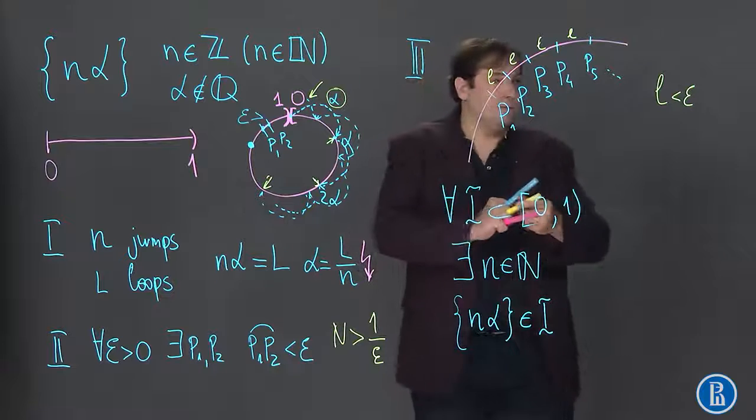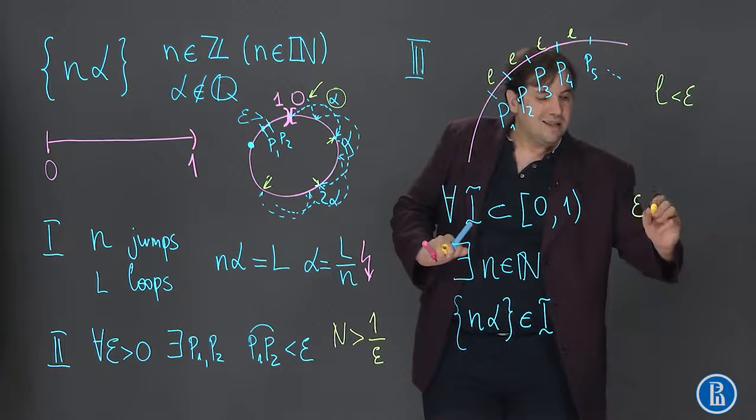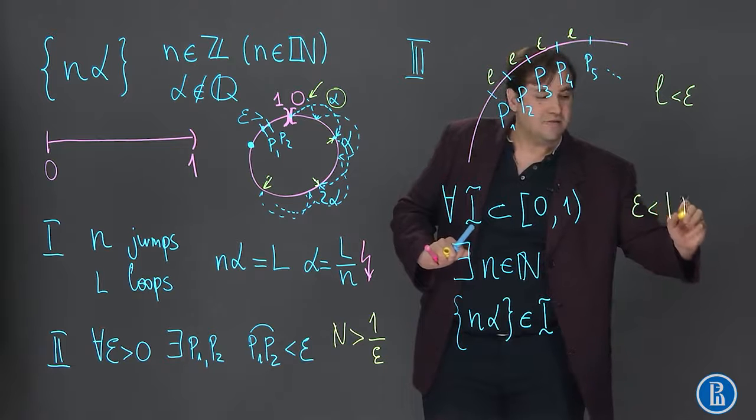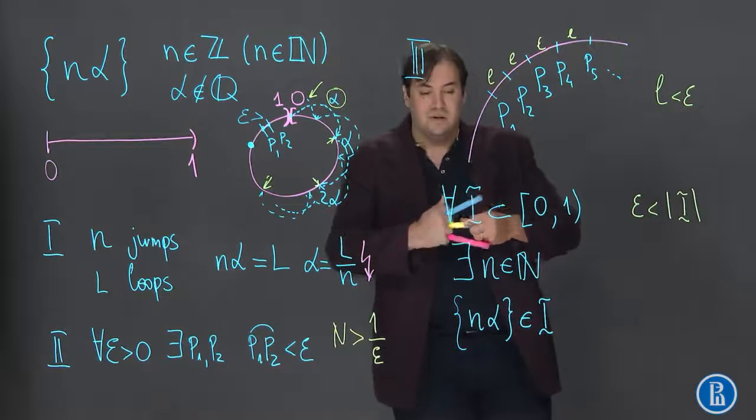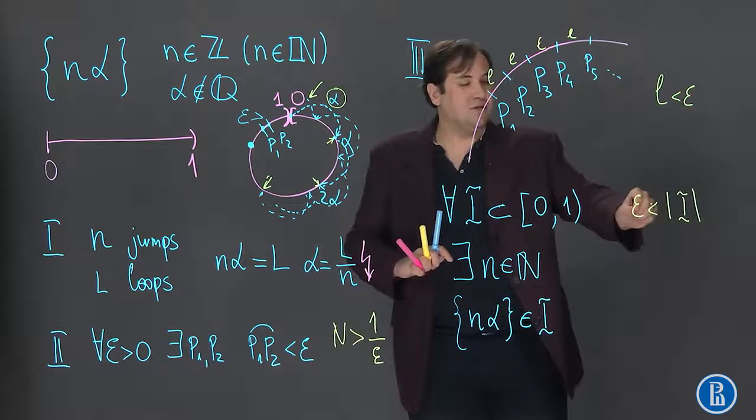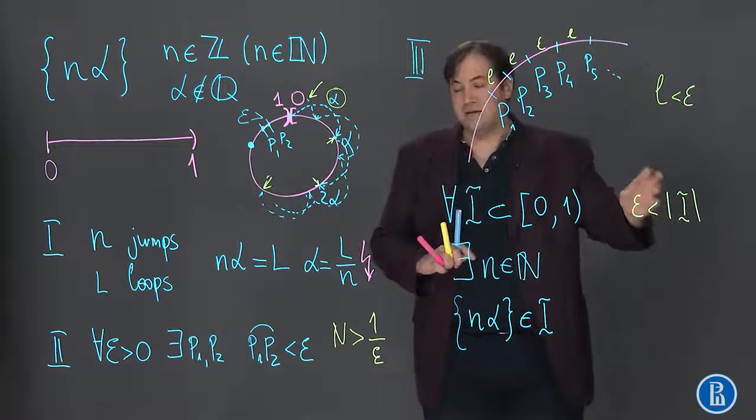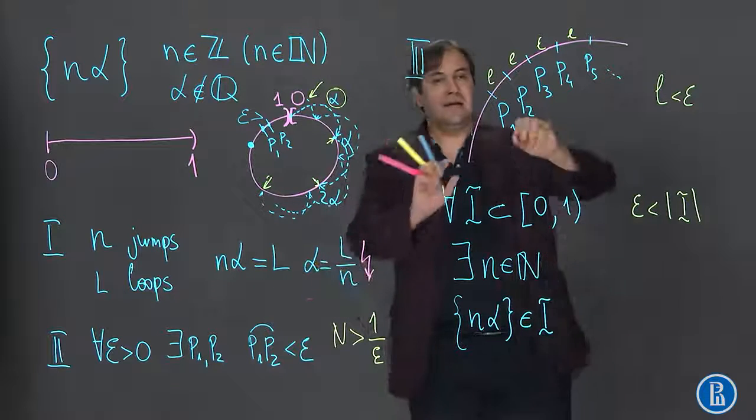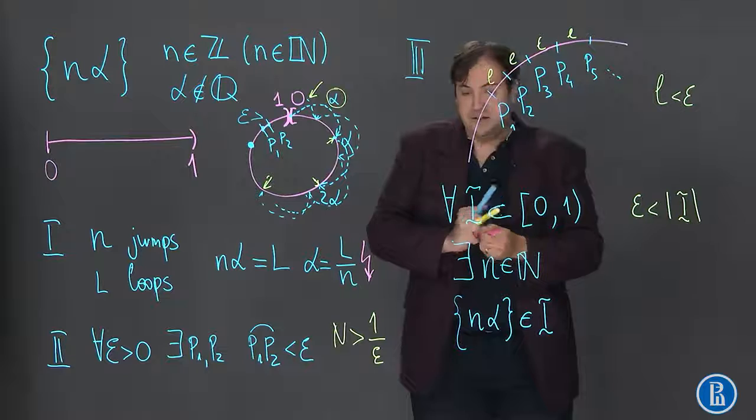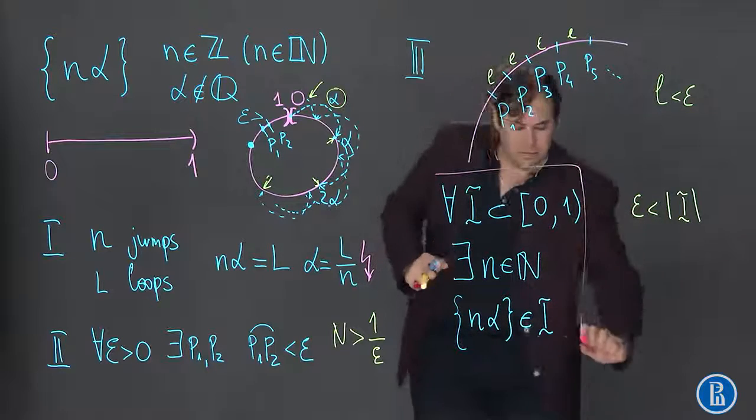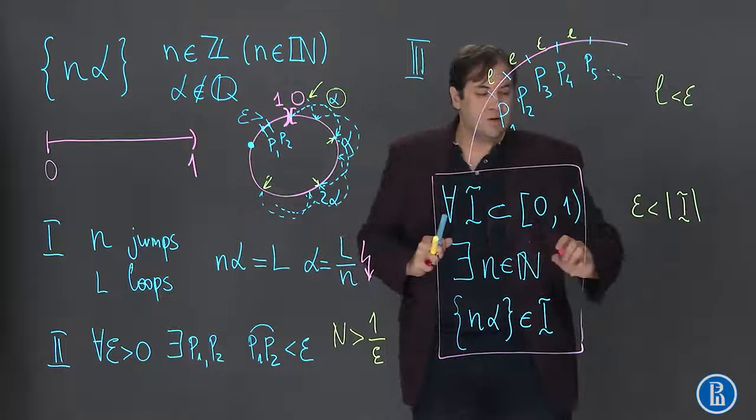Of course, we need to take epsilon less than the length of this interval. So in order to reach the interval, we need to take epsilon less than the length of this interval, and then apply observation number 2 and repeat k steps on and on. This statement is known as Kronecker's theorem.